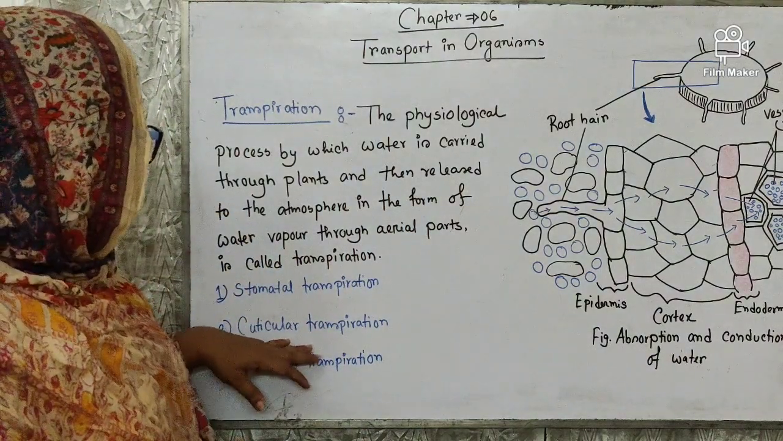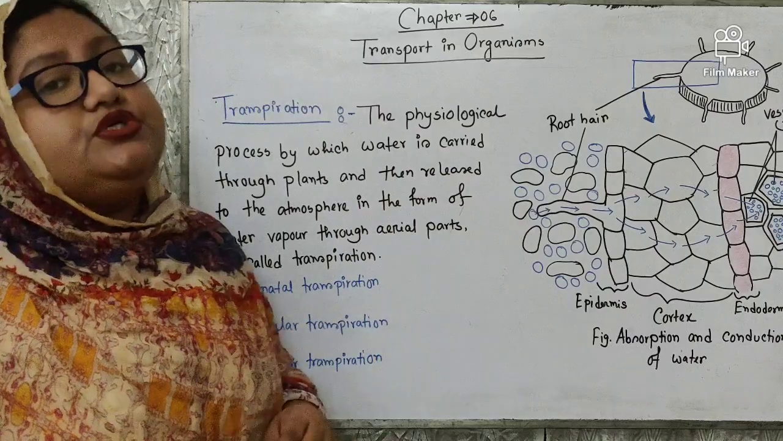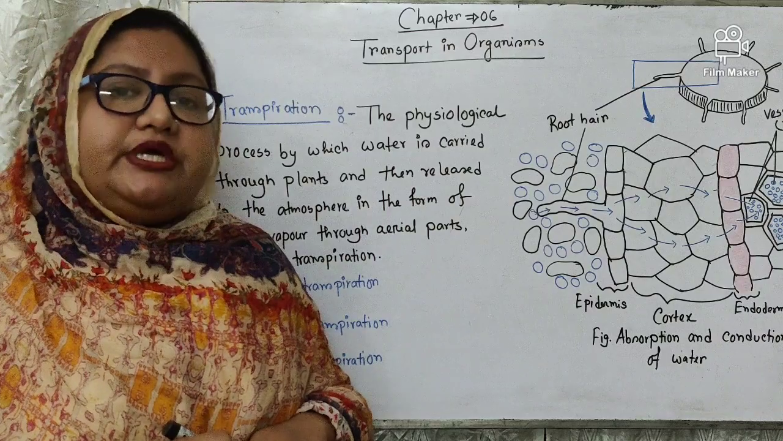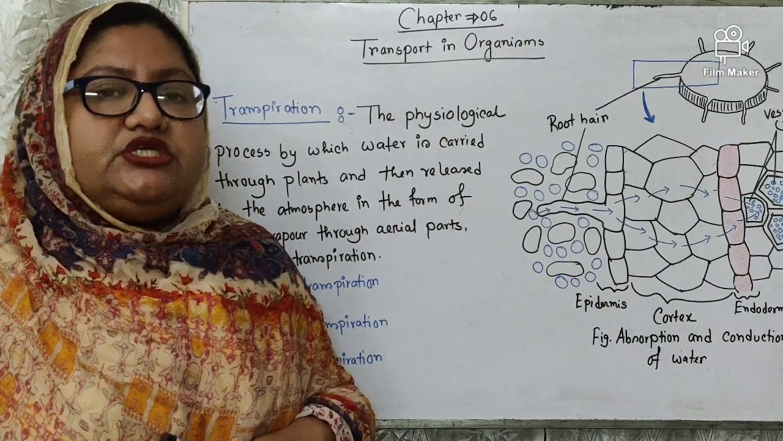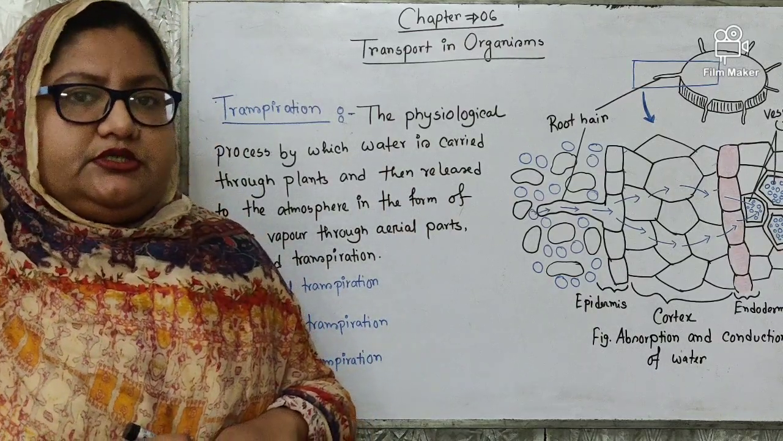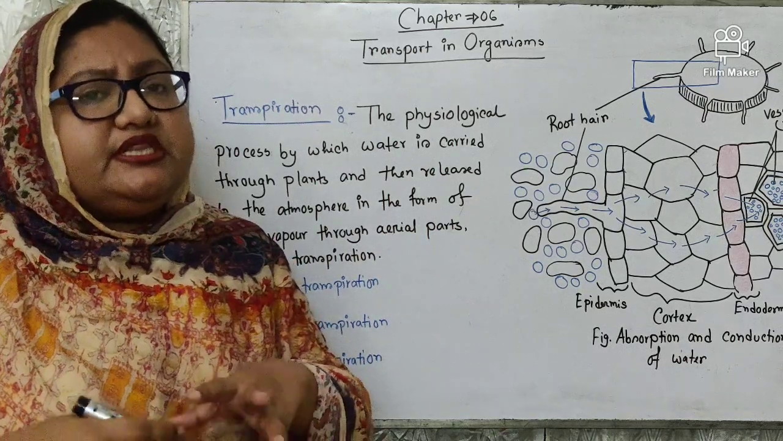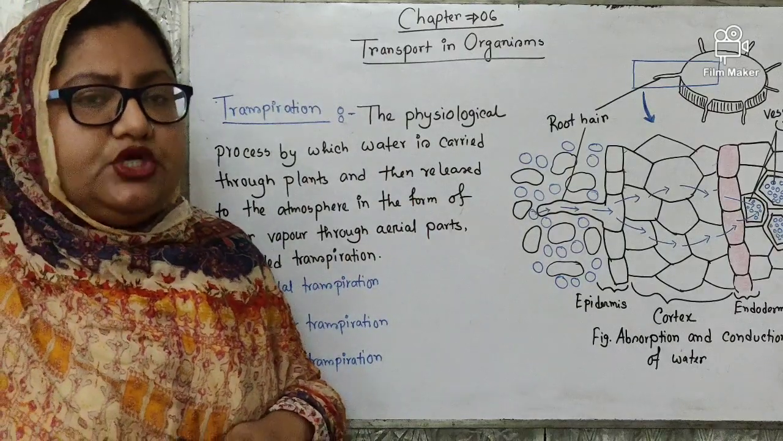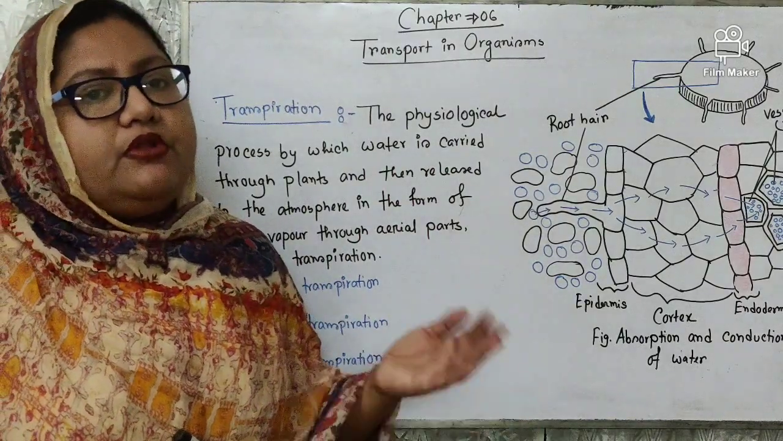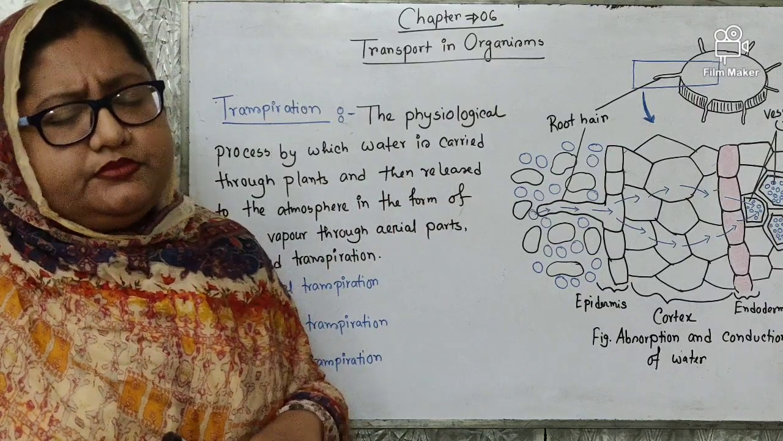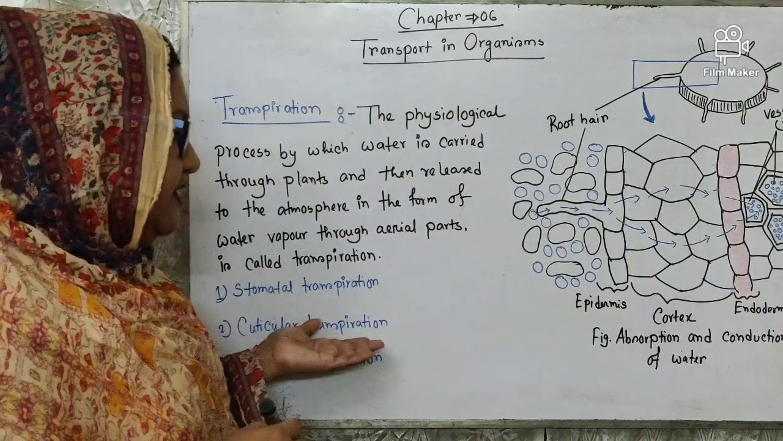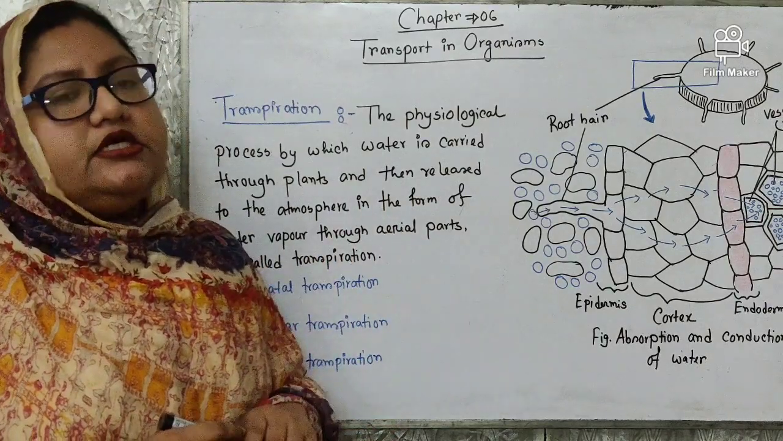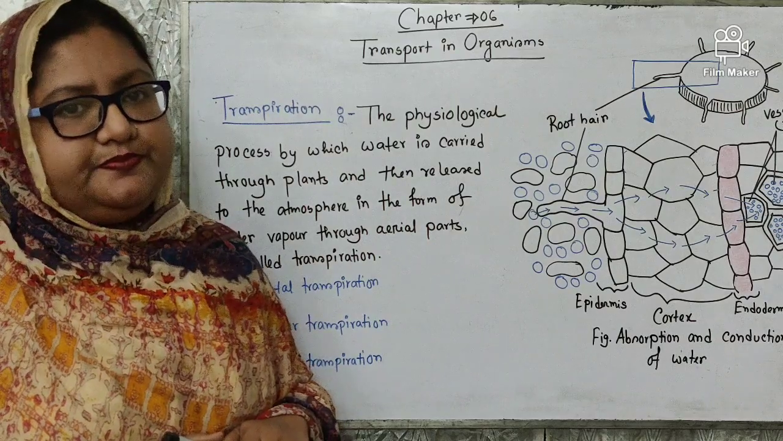Okay. Then cuticular transpiration. What is cuticular transpiration? The transpiration that takes place through the cuticle layer is called cuticular transpiration. Now, what is the cuticle layer? The cuticle layer is a layer of cutin, a chemical substance which is found on the upper and lower surface of the leaves. So, what is cuticular transpiration? The transpiration that takes place through the cuticle layer is known as cuticular transpiration.